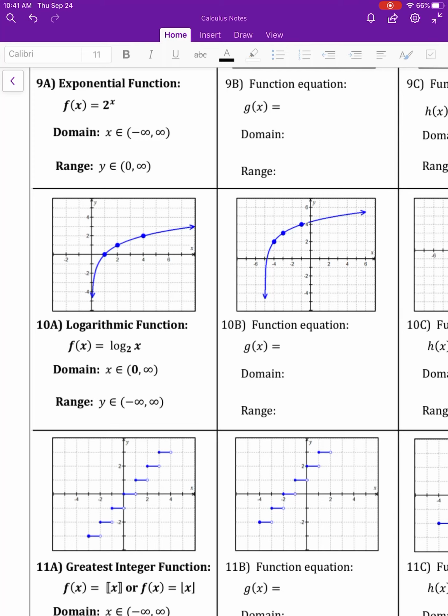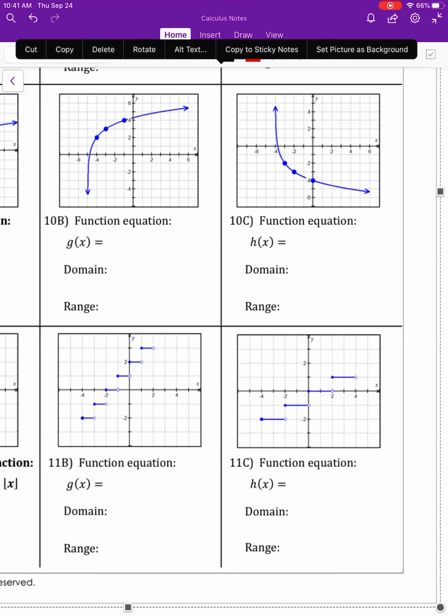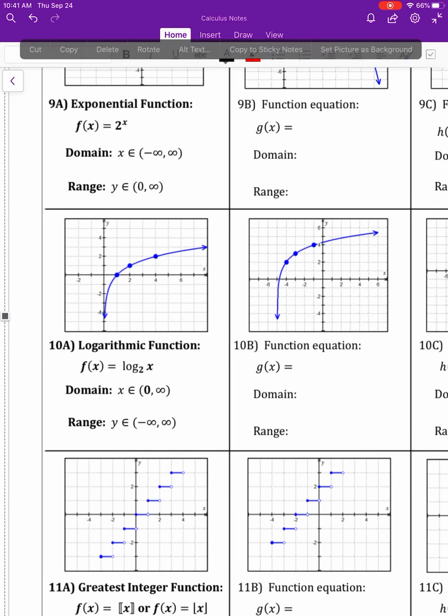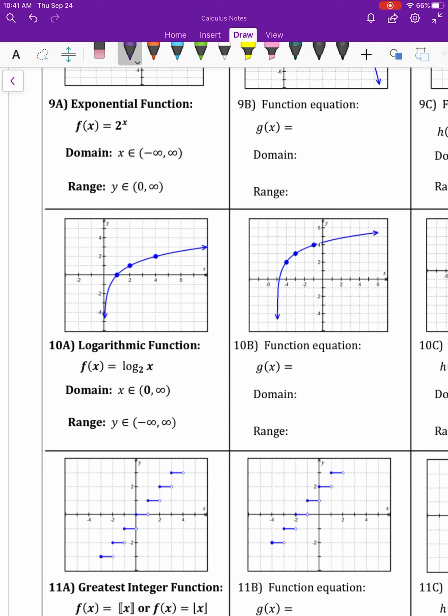Even if I follow this point right here, it looks like it's been moved 5 this way, right? Because it started at +1 and now it's at -4. So it's been moved 5 this way and 2 up. So 5 and 2 are our magic numbers here. That's like our h, k.